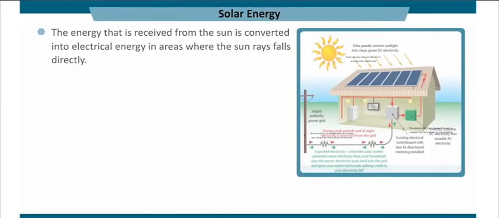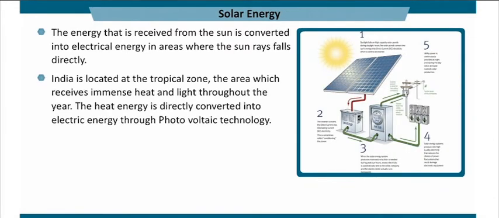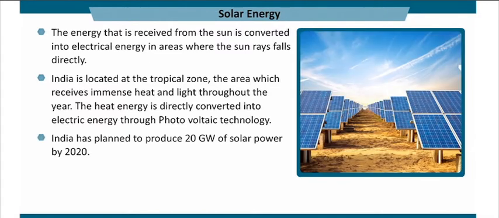Solar energy. The energy that is received from the sun is converted into electrical energy in areas where the sun's rays fall directly. India is located in the tropical zone, an area which receives immense heat and light throughout the year. The heat energy is directly converted into electrical energy through photovoltaic technology. India has planned to produce 20 gigawatts of solar power by 2020.